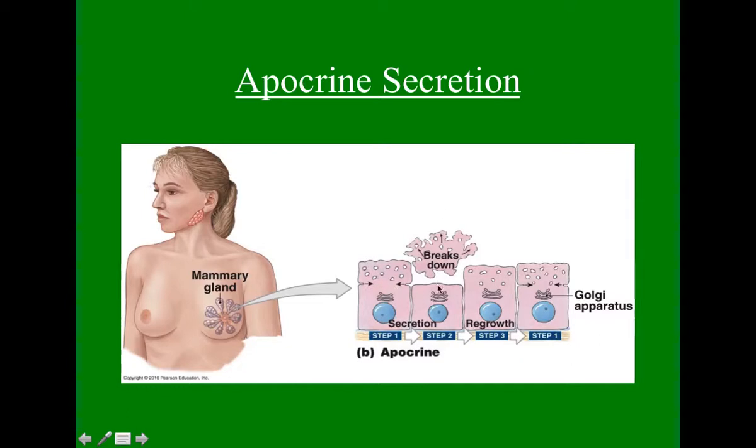So this part of the cell is left behind. This part that's been pulled off, the membrane breaks down and the product is actually released. The cell then goes through a period of regrowth where it gets bigger, where it also generates more vesicles, and then it repeats the process.